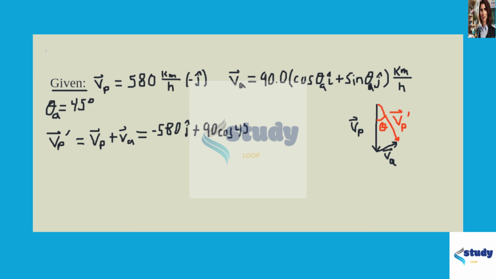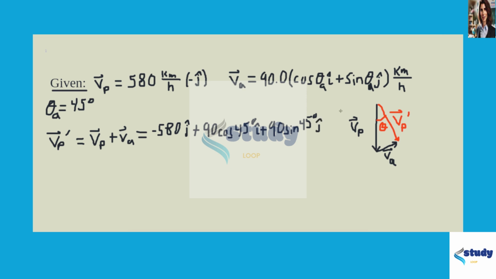And that's in the j hat because the minus sign came out front, plus 90 times the cosine of 45, because theta is 45, and that is in the i hat, plus 90 times the sine of 45, and that's in the j hat.